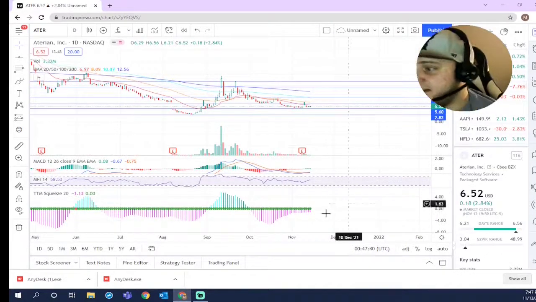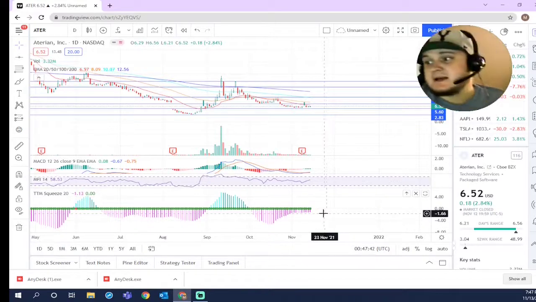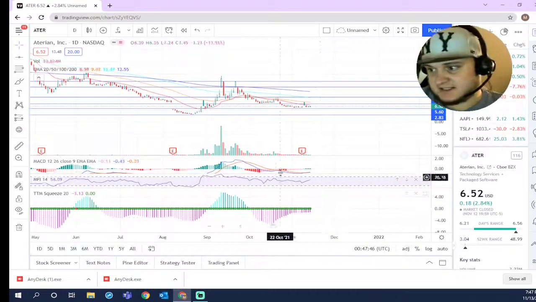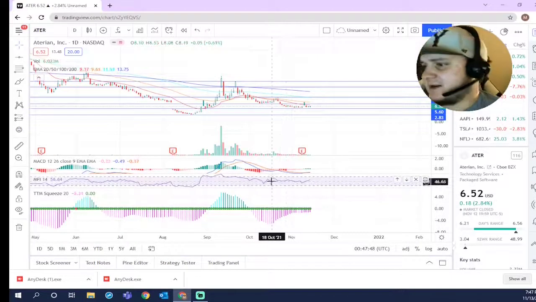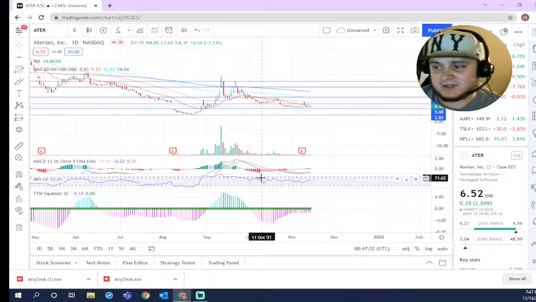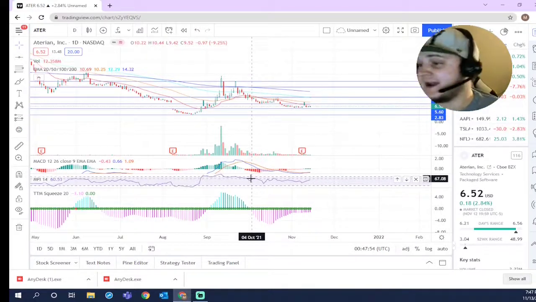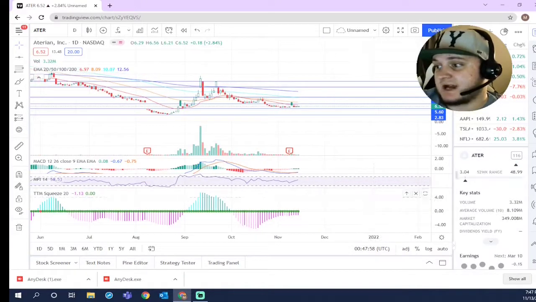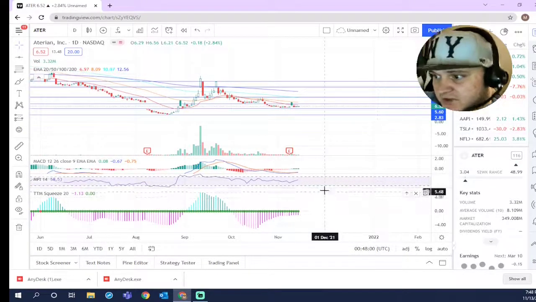We've got the MFI, which is the money flow index. I use the money flow index over the RSI because I just find it a little more accurate. The RSI I've seen oversold and the stock continues to tank multiple times, and then I've seen it overbought and it continued to go up. So the MFI I find to be the most accurate of the overbought and oversold indicators.